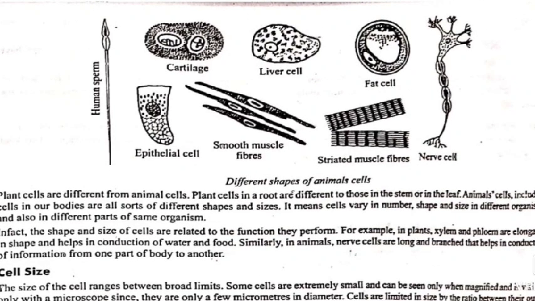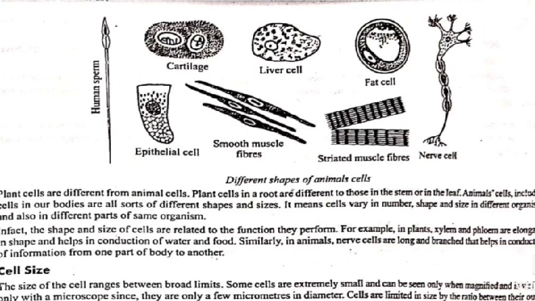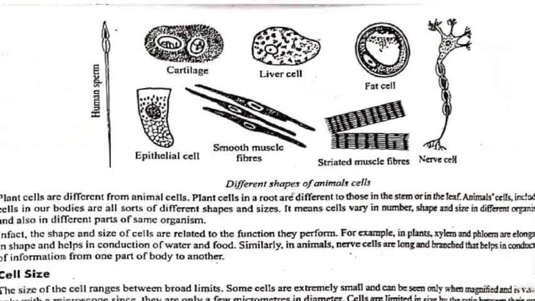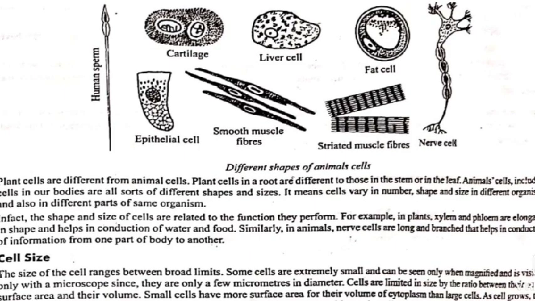In fact, the shape and size of cells are related to the function they perform. For example, in plant cells, xylem and phloem are elongated in shape and help in conduction of water and food. Similarly, in animals, nerve cells are long and branched, which helps in conduction of information from one part of the body to another part.